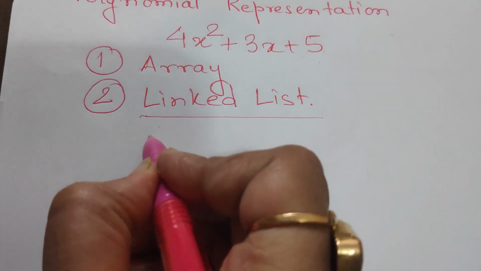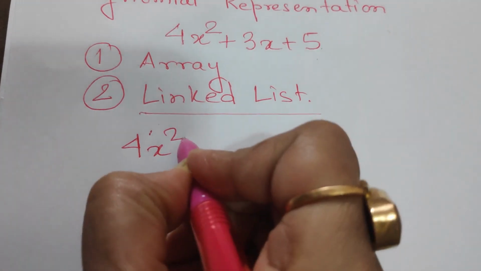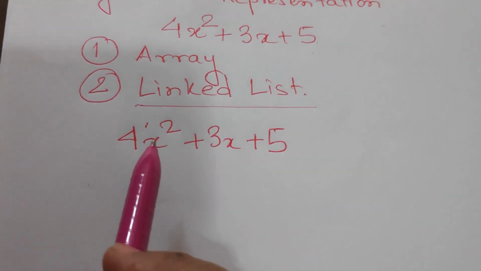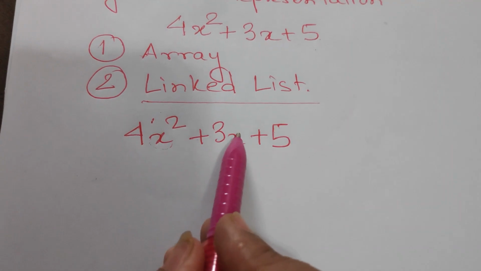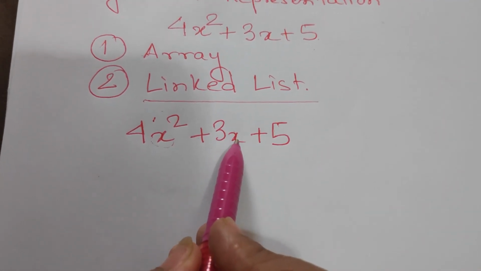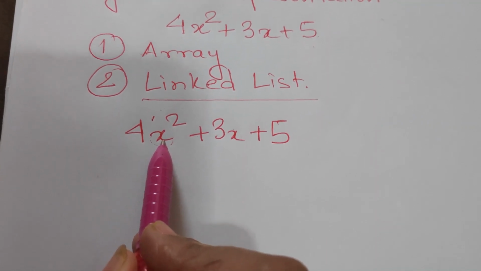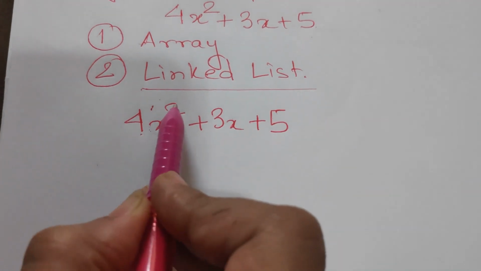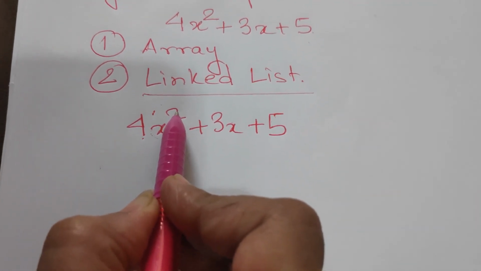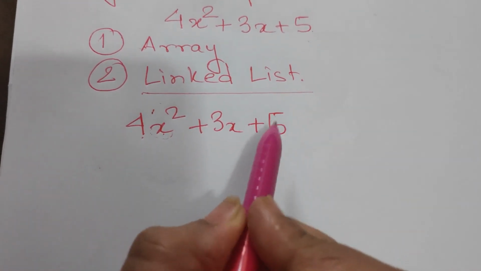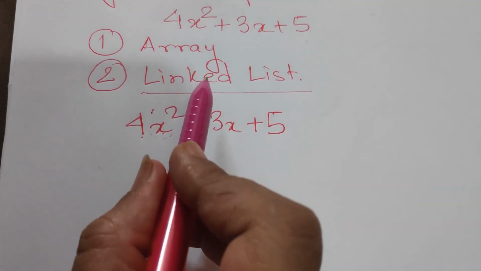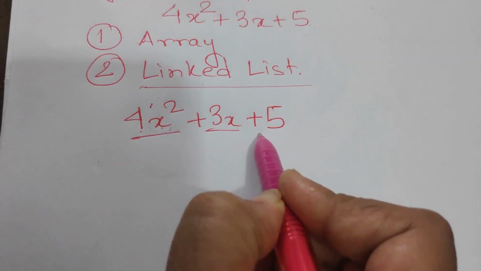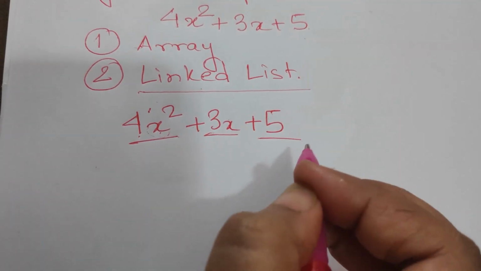Now when you are expressing a polynomial, let me write down the expression again. When you are expressing a polynomial, you should remember this variable term is not represented. What you basically need to represent is the coefficient part and the exponent part. So, when you are representing a polynomial using linked list representation, each of these terms is represented in a node.